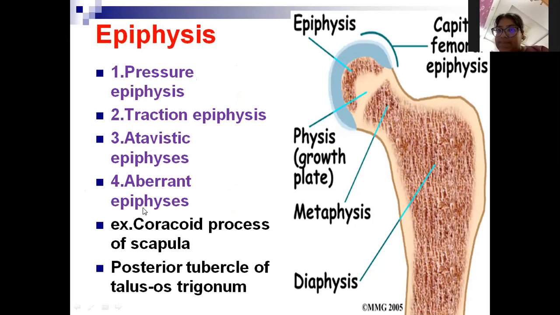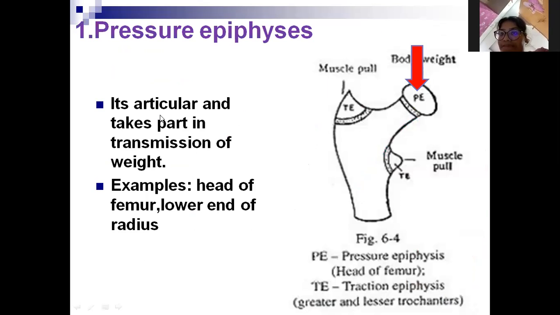Now even this question may be asked: what are the different types of epiphysis? We have four different types of epiphysis. You can just frame a code to remember, PAT. One is pressure epiphysis, traction epiphysis, atavistic epiphysis, aberrant epiphysis. Pressure epiphysis in the sense, wherever pressure is more in a particular part of the bone, if epiphysis is developed there, you call it pressure epiphysis. It is articular, that means it is usually seen at the joints, which helps in transmission of weight.